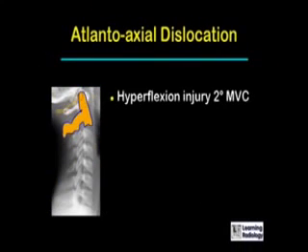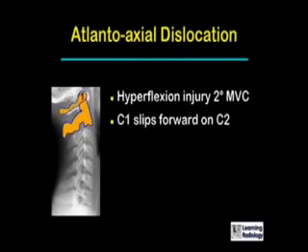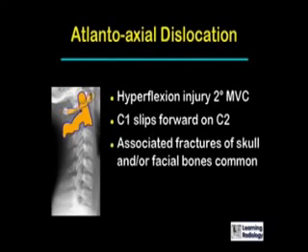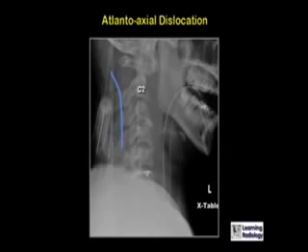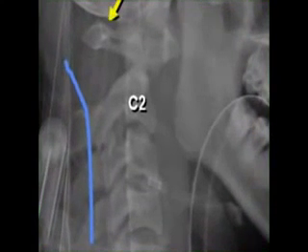So let's look at atlantoaxial dislocations, starting at the top of the cervical spine and moving down. These are hyperflexion injuries, usually secondary to motor vehicle accidents. C1 will slip forward on C2. There are frequently associated fractures of the skull and/or facial bones. Neurologic injury is common, and these are unstable fractures. Here's an example of an atlantoaxial dislocation.